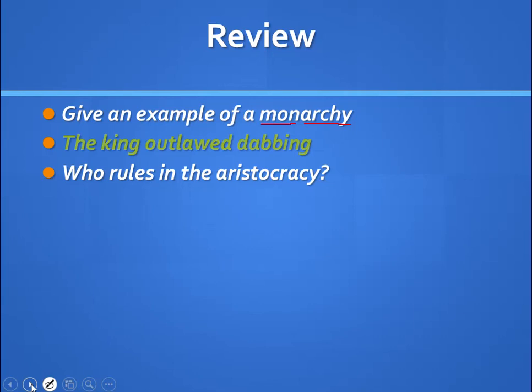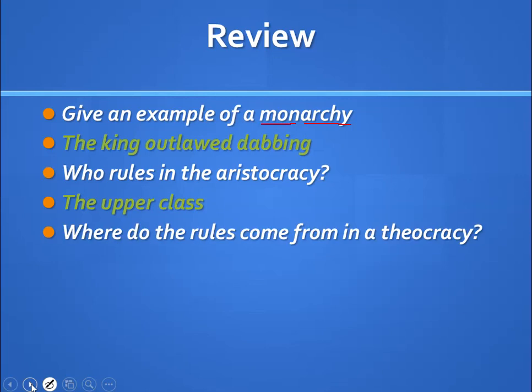Who rules in an aristocracy? The upper class, the whole entire class of people rules. And we're talking a couple hundred people usually. Where do the rules come from in a theocracy? They come from the holy writings or priests. So if you have a Christian theocracy, the laws would come from the Bible. If you have an Islamic theocracy, the laws would come from Sharia law, which is their law code derived from the Quran.